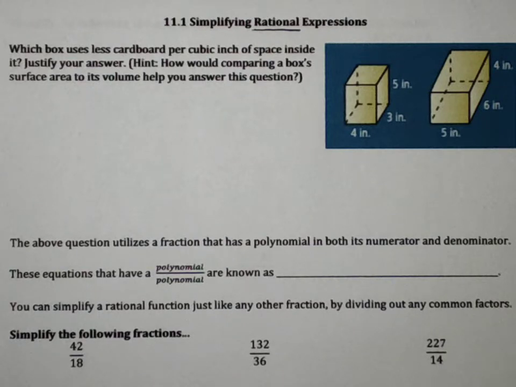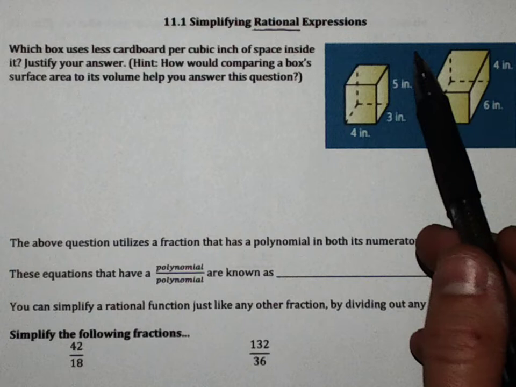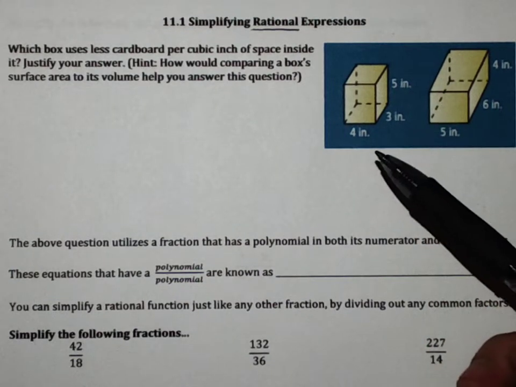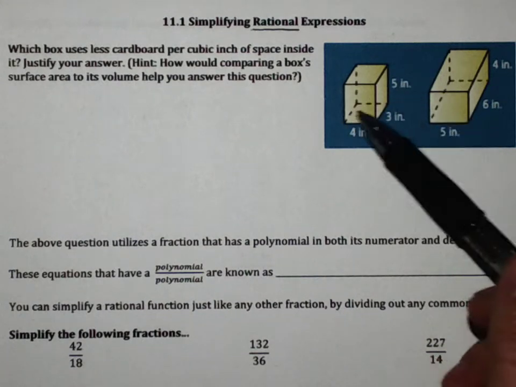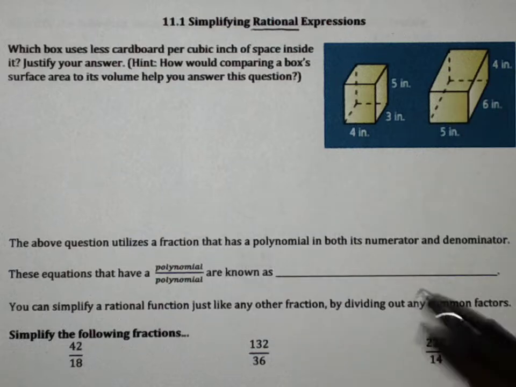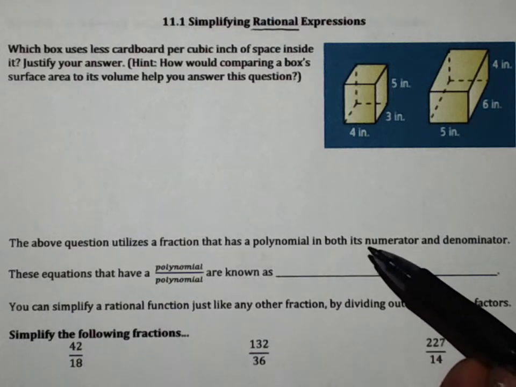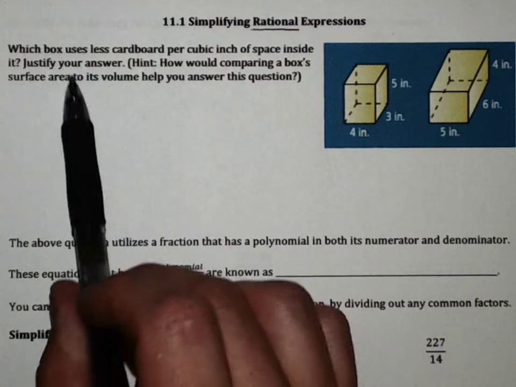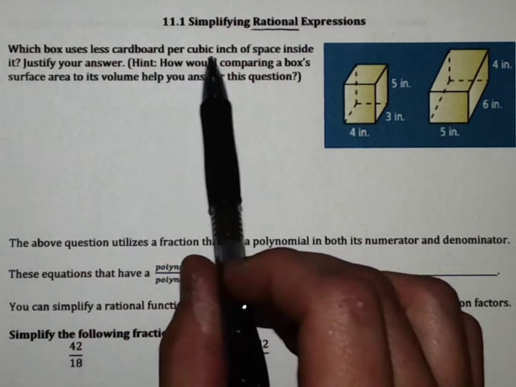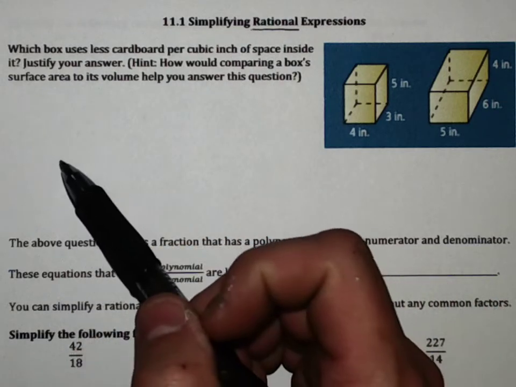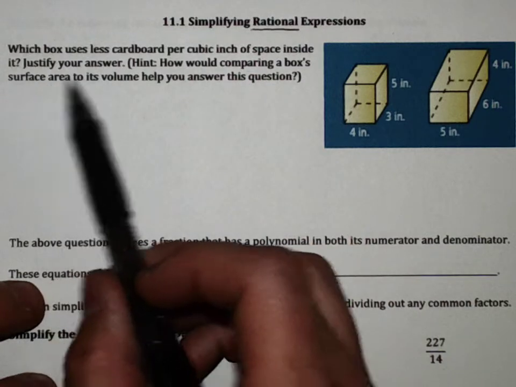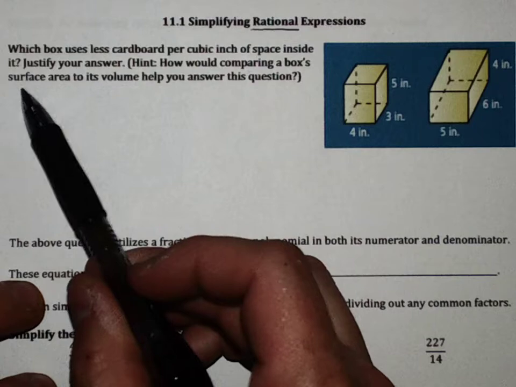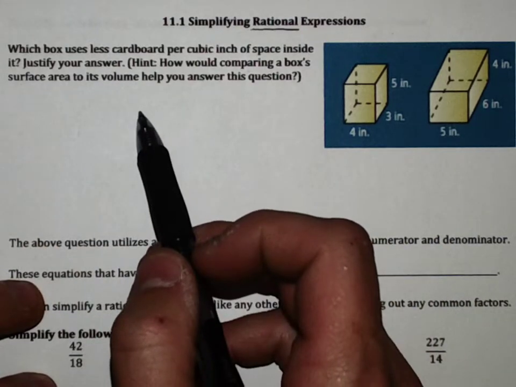And we'll see what we end up doing by the end of the year, but we're going to get right into this. So we're going to look at this little word problem as a little introduction to what rationals are. We have two cubes here. Okay, they're different dimensions, but both of them are three-dimensional prisms. The question we're going to ask is, which of these uses less cardboard per cubic inch of space inside the box? So we're going to compare the box's surface area to the volume. The surface area is how much cardboard it has, and the volume is the space it has inside.